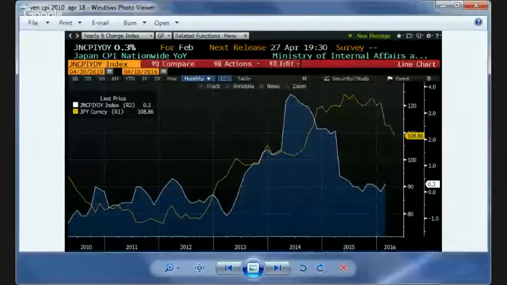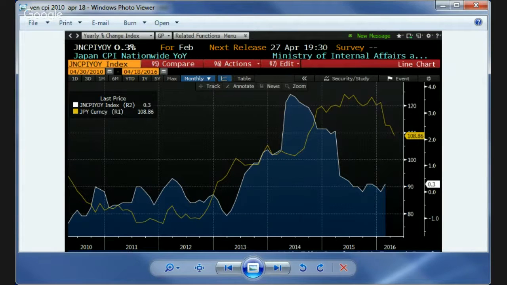Okay, and then we're just going to summarize and end, because I know we end after an hour. So this is a chart for CPI and the yen, okay? The yen is in the yellow, CPI is in white, backed by blue.